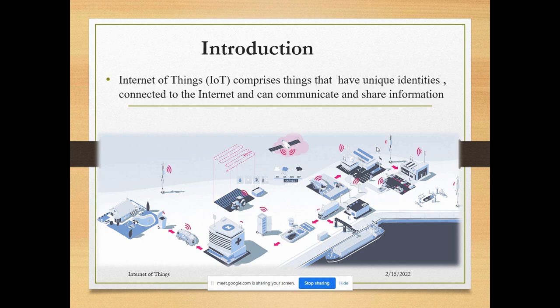Actually, the Internet of Things is an interconnection of physical devices embedded with electronics, embedded with sensors and software, for allowing the physical devices to collect information from the environment and share that information with other devices via internet connectivity. That is briefly the definition of the Internet of Things.